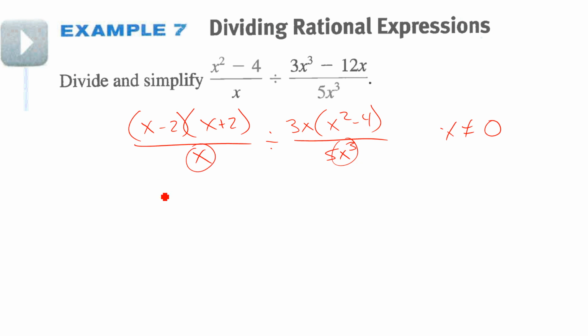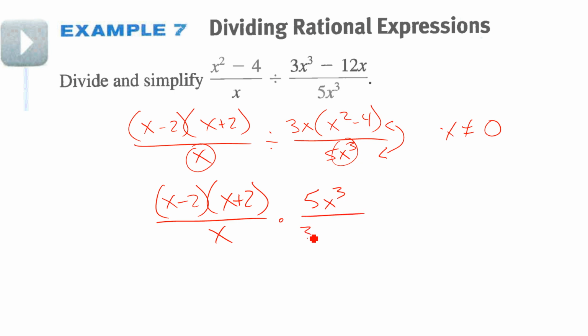denominators. But now let's multiply by the reciprocal, x minus 2, x plus 2, over x, times, so flip this over, 5x cubed. The denominator is 3x, and this can be factored further, x plus 2 and x minus 2. So we get 2 more restrictions. It also cannot equal plus or minus 2, right? And then let's go to see if we can cancel some things.